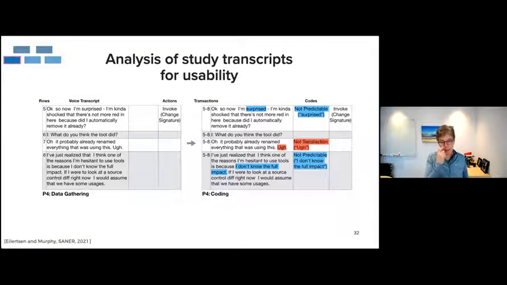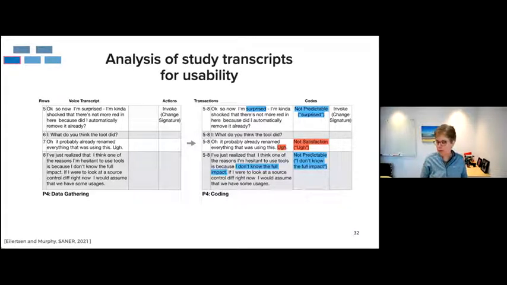So you can see some examples of this on the screen. In one row for participant 4, the very first one at the top of the left, the participant says, okay, I'm kind of surprised. I'm kind of shocked at what's happening here. And we coded that as being not predictable for the tool. So we tried to go through this and do this in a systematic way.